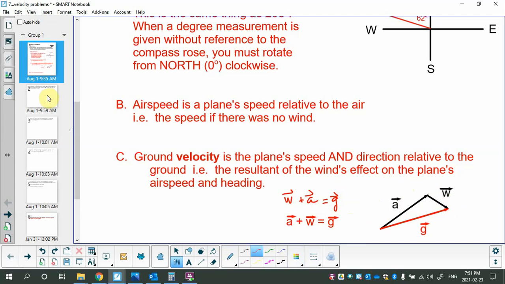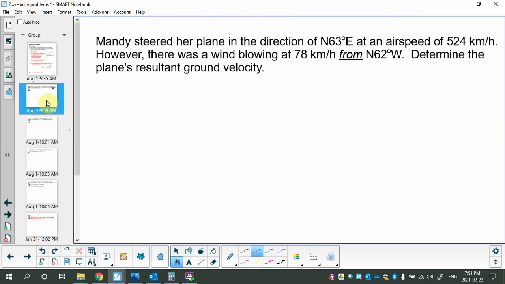All right, so back to the word problem. And this is the other thing I'm talking about. So Mandy steered her plane in the direction of north 63 degrees east at an airspeed of 524 kilometers an hour. So it's telling you the airspeed. So what I'm going to do is I'm going to start to draw a picture. And my advice, like always, is draw large pictures. Now, off to the side, I need this.